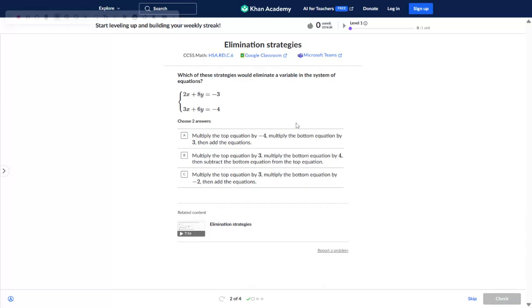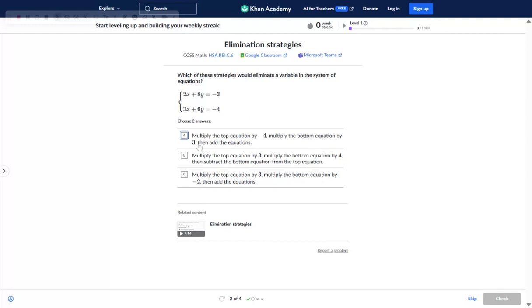All right, next question. Same idea, strategizing. What would the process be for just our first steps? We're not fully solving, we're just seeing what the first couple of steps are. So which of these strategies would eliminate a variable? Same idea. Our goal is to eliminate a variable, and there are two answers.